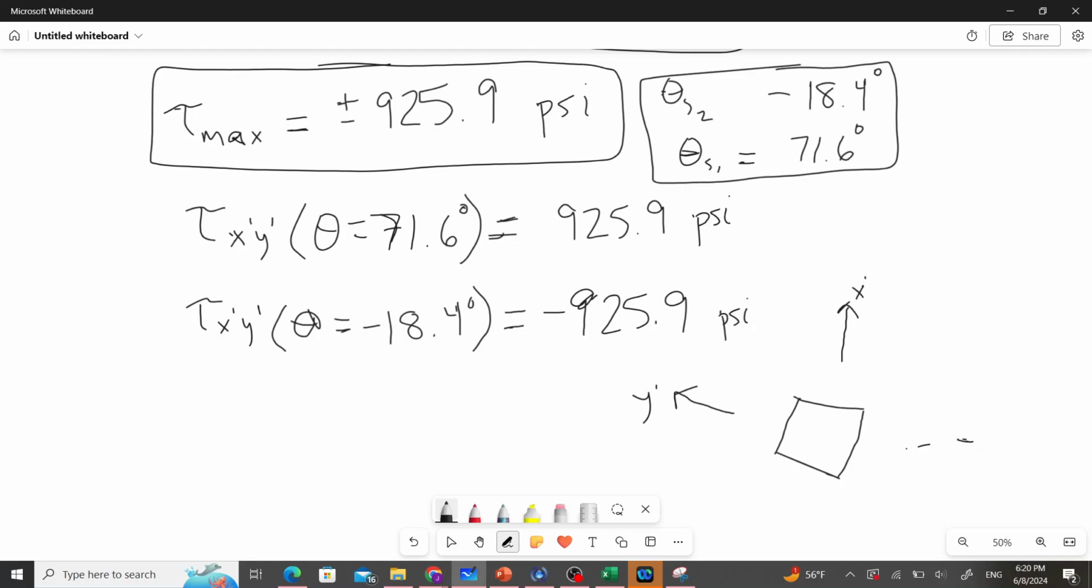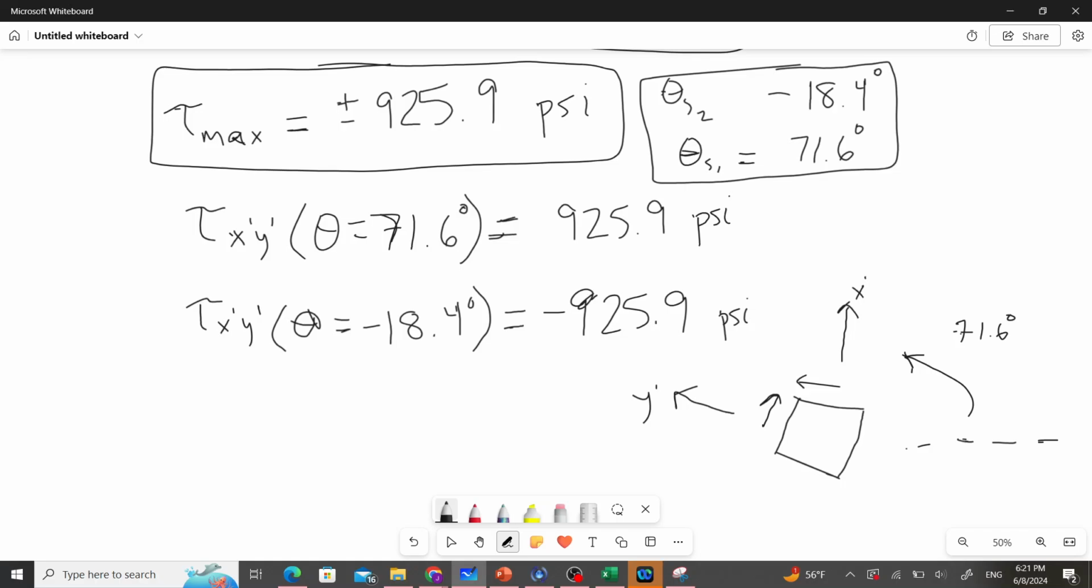So I'm going to draw, sorry, pen's struggling a little bit. But yeah, 71.6 degrees. If we were treating that as its own transformation, we'd have coordinate axes x prime and y prime like this. And we were getting, in these coordinate axes, that the shear was positive. So we'd have this shear drawn positively. It would have the magnitude of 925.